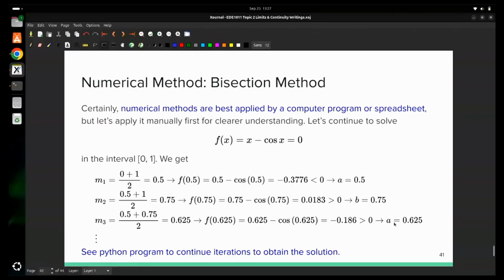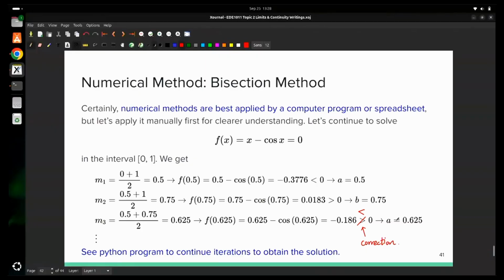So I calculate that, and I realize that it's more than 0. So therefore, is that correct? Oh, there's a mistake here. Because this is less than 0, error. So because it's less than 0, I move my A. Is that right? Okay.